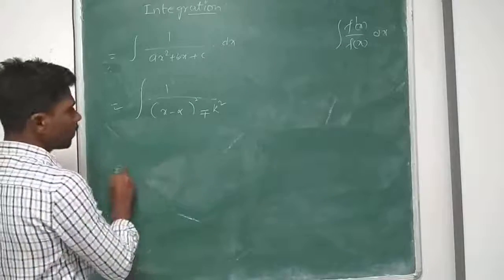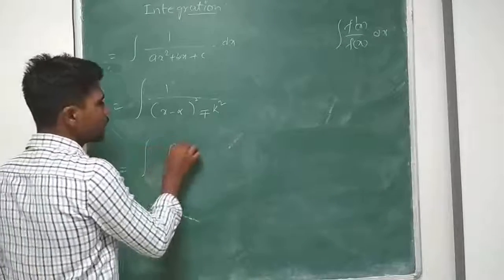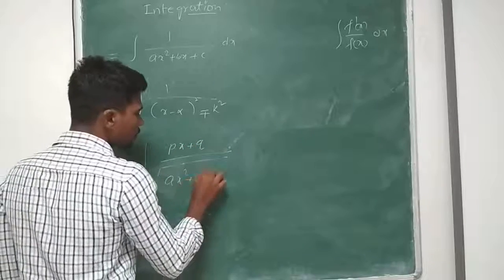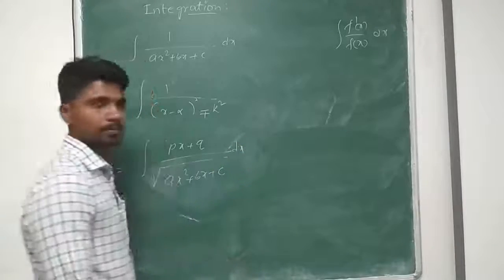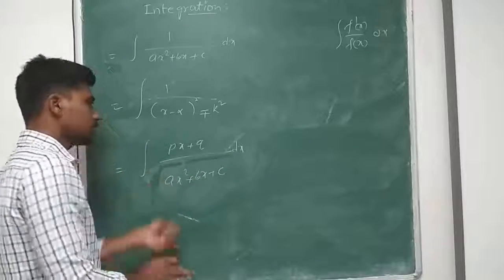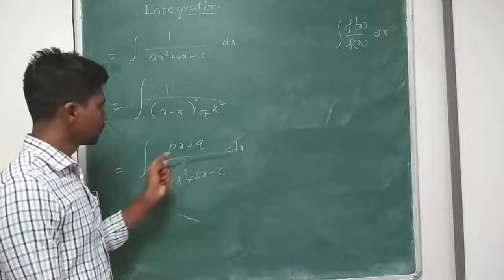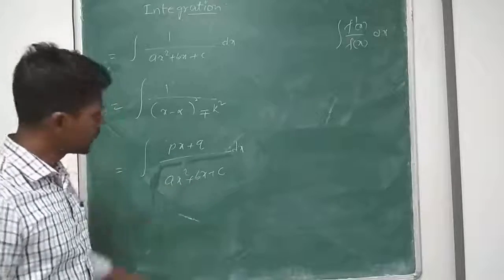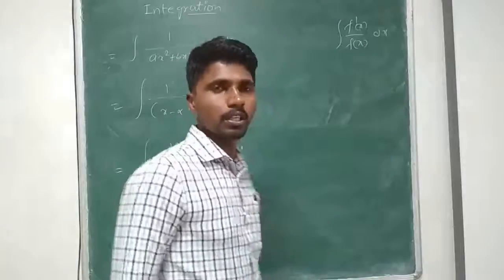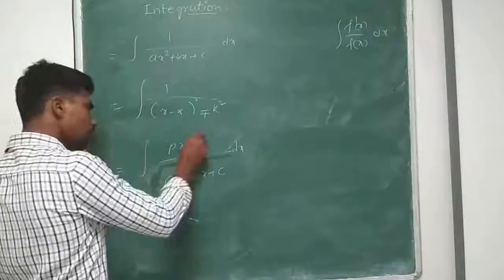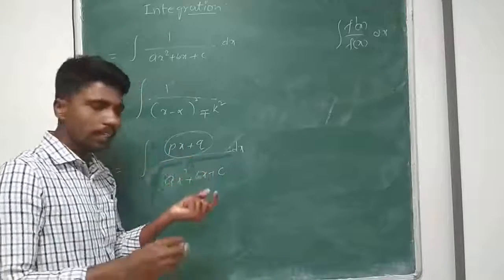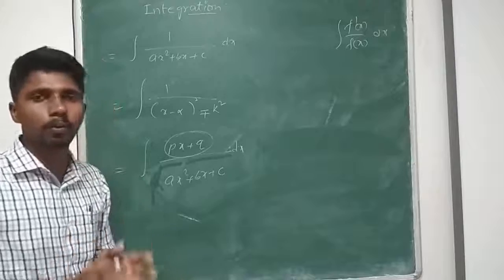Okay. Suppose the problem is in the form integral of (px plus q) by square root of ax square plus bx plus c dx. Before going to the square root, first we check if this is in the form (px plus q) by (ax square plus bx plus c). This form we convert in f dash of x by f of x dx. For that, we reduce this px plus q as f dash of x with a suitable procedure.